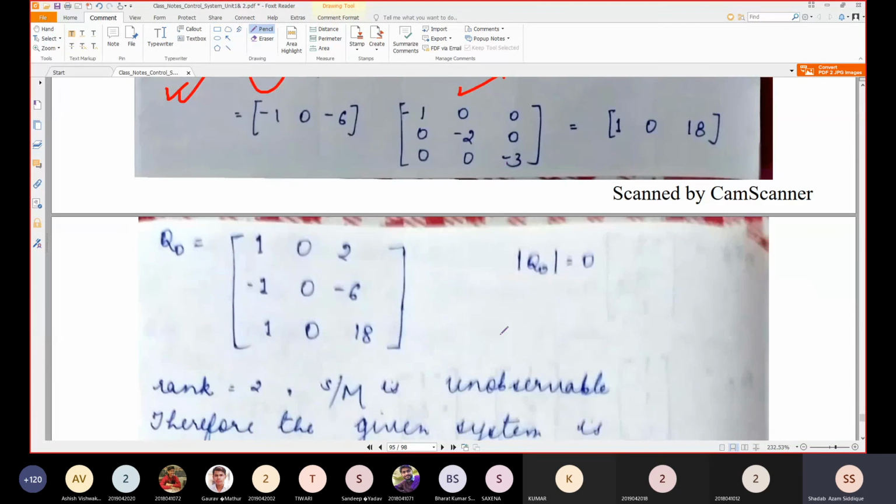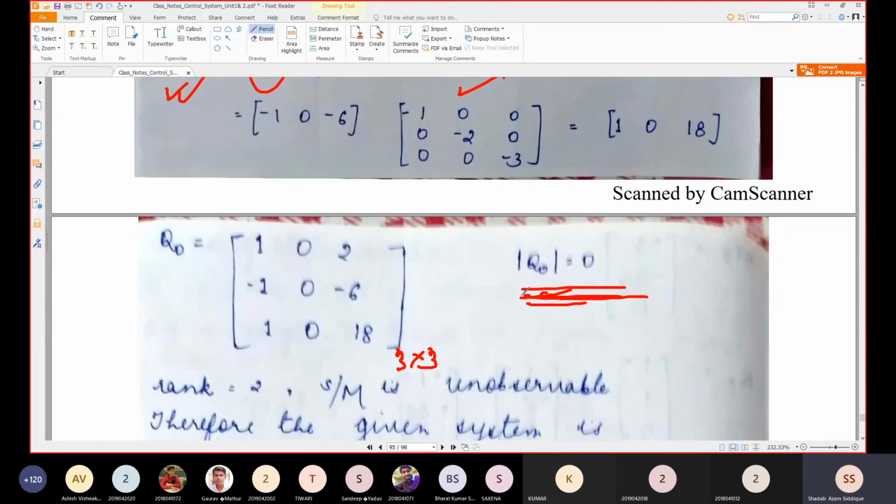So try to substitute in the QO matrix and find the determinant. If the determinant is 0, that means your rank is obviously less than n. N is 3 cross 3, so your rank will be less than 3. If the determinant is 0, it is very easy to find out the rank.